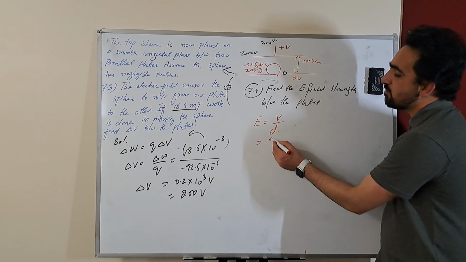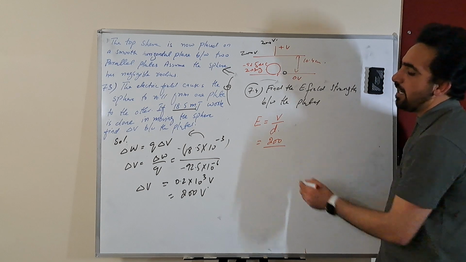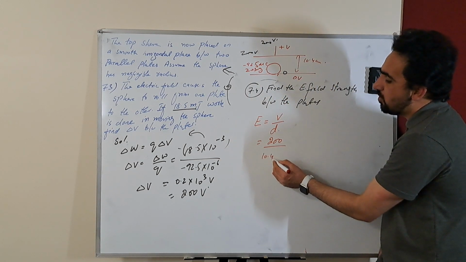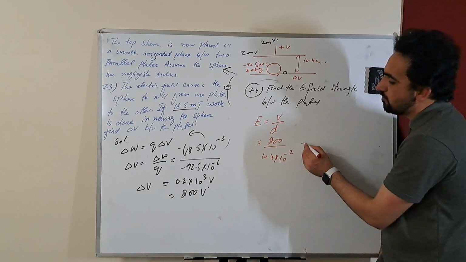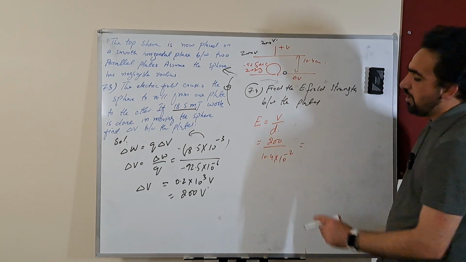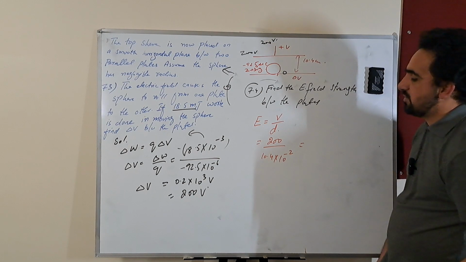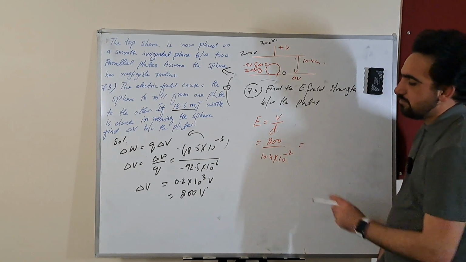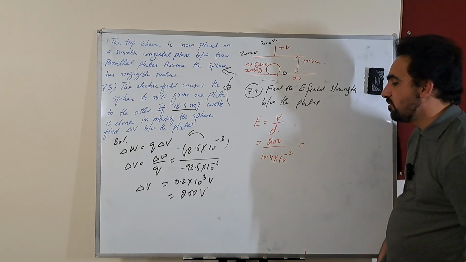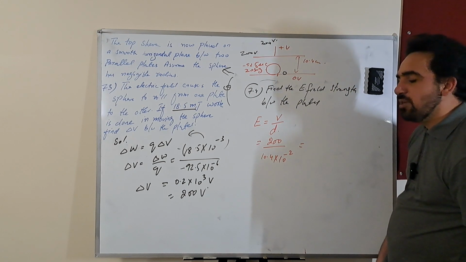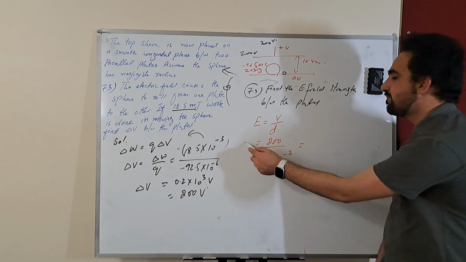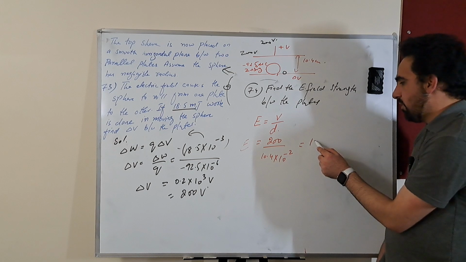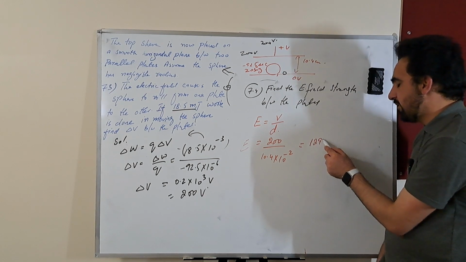So potential difference is 200 and the distance between the plates is 10.4 times 10 to the power minus 2. Okay, so 200 divided by 10.4 times 10 to the power minus 2, and this will go up and be multiplied with 10 to the power 2. So 200 divided by 10.4, what is it? What's the answer? 1923.